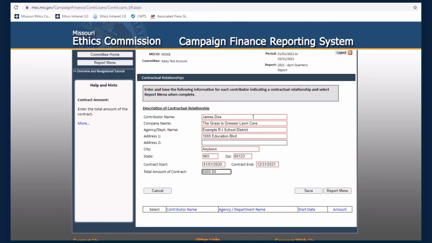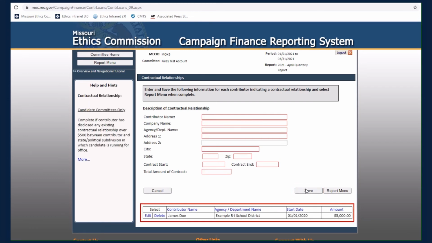Once you have entered information into all required fields, click Save to enter the information into the grid at the bottom of the screen. After entering all contractual relationships, click Report menu to proceed to the next form.